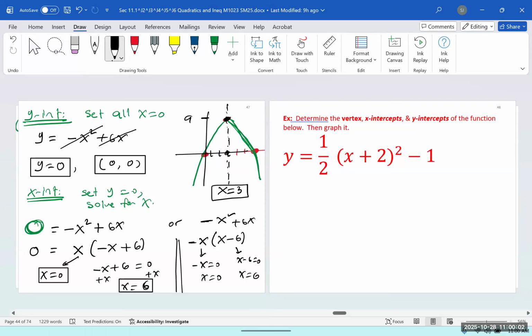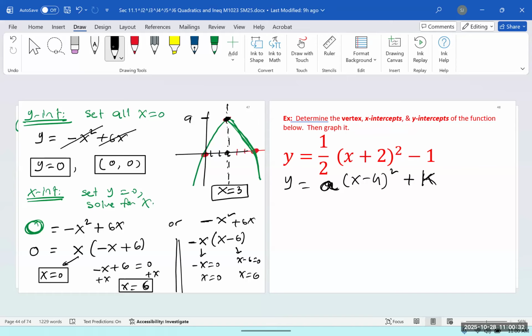The next one, it's in vertex form. So, do you see the vertex here? Is the vertex given to you directly? It is. Let me show you how. The vertex form is y equals a times (x minus h) squared plus k. This is the vertex form.